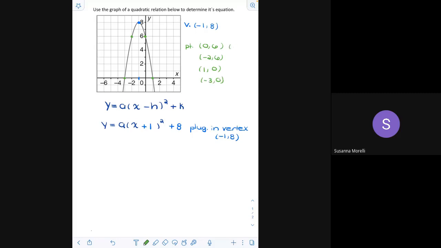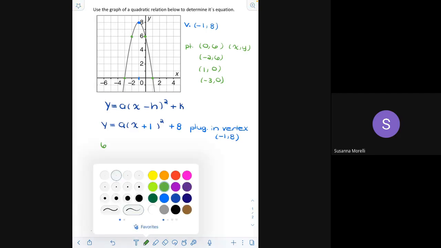Okay, so any point on the parabola would work. I have 4 points there you can choose from. You're only going to use one of those points. It will work no matter which point you pick out of those 4 points. So I'm just going to pick the first one that I wrote down. Where I see x, I'm going to plug in 0. Where I see y, I'm going to plug in 6.